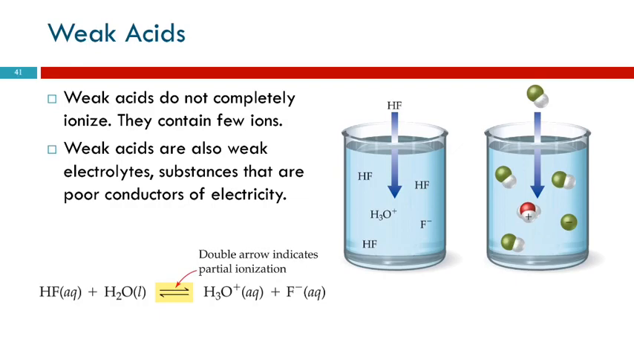Weak acids are weak electrolytes. They do form ions, but they don't form very many ions, and so they're poor conductors of electricity. The light bulb is going to glow weakly because it's a weak electrolyte, it's a weak acid. When we write the chemical equation here, we use a double arrow. We've got the arrow pointing in both directions because this is only partially ionized. It goes partly over here, but a lot of it's still over there. And so that indicates that the reaction is going both ways.